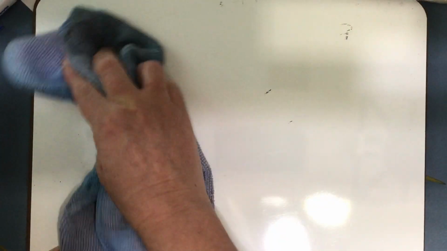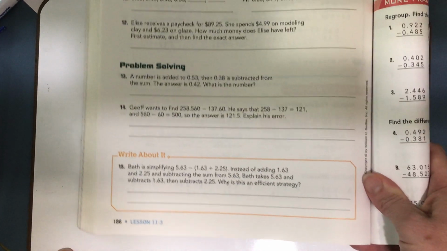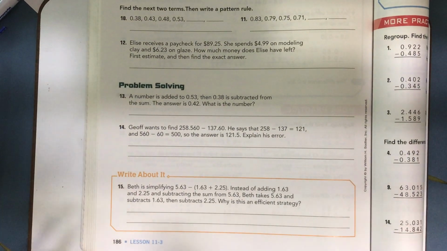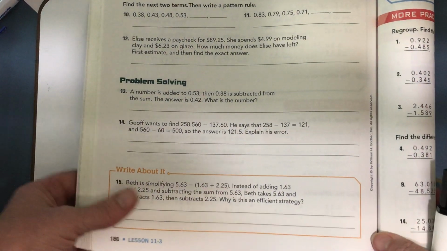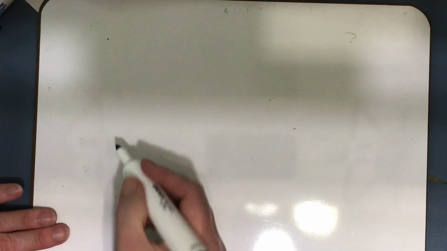Number 12 says, Elise receives a paycheck for $89.25. She spends $4.99 on modeling clay and $6.23 on glaze. How much money does Elise have left? First estimate, and then find the exact answer. So there are two parts to this. You have to estimate and do the exact answer. I'm going to get you started on it.